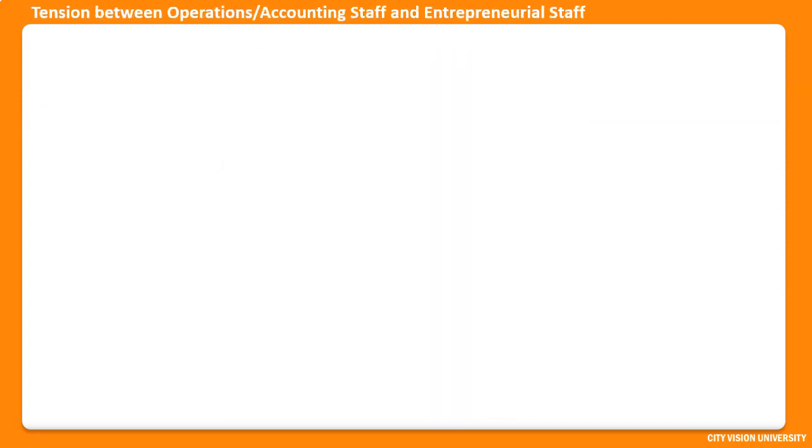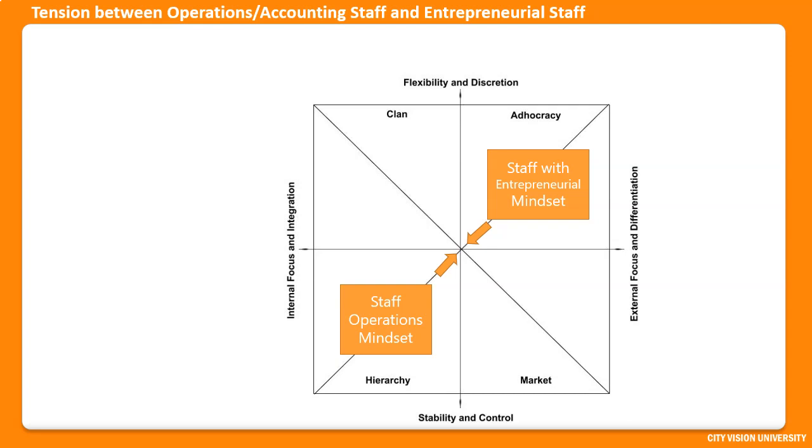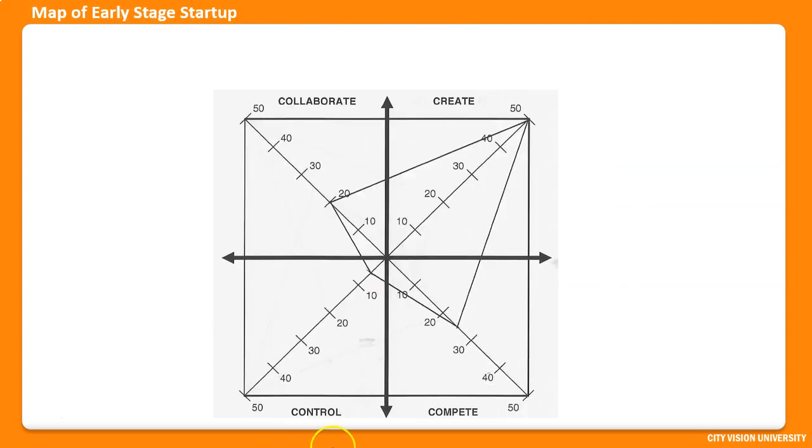As I mentioned before, there are tensions between the operations staff, which create rules, and the entrepreneurial staff, who in many ways view their role as to break rules and to break the norm. There's often a tension between those, and you need to create balance. An early stage startup is going to look like this. They're going to be very dominant on the create, because if you don't create a new idea that succeeds, then you're not going to do well. But as you grow, you need to balance out the various quadrants.